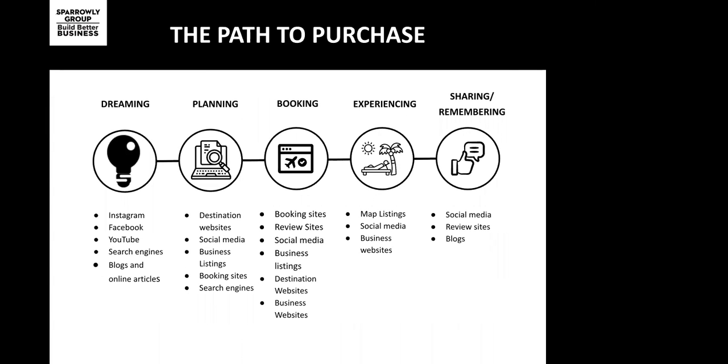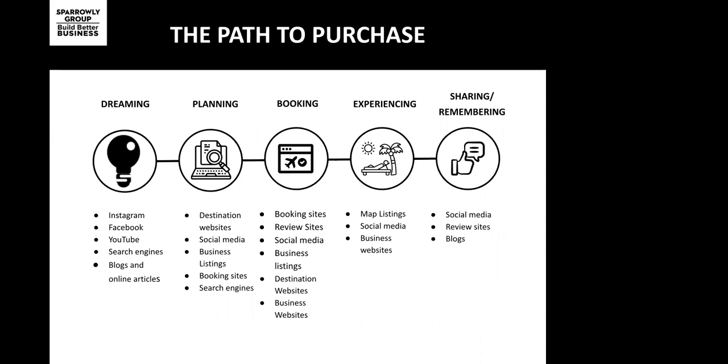So to understand how our customers find us and make a purchase, we need to understand their path to purchase or their customer journey, which put simply is all the steps that your customers go through to get to that magical point of making a purchase, of booking your tour experience, booking their accommodation or buying a product online. Depending on your business type, the path may vary, but generally there are 5 stages.